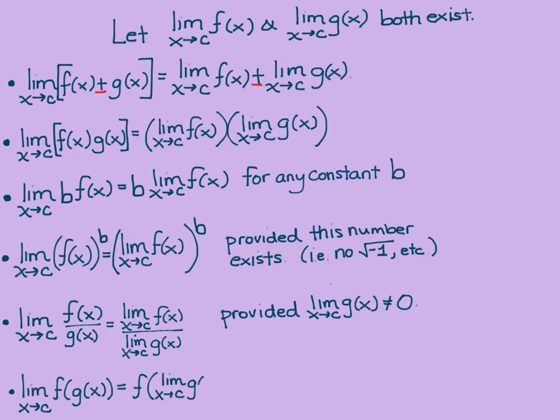Finally, we have the composition law. It says the limit as x goes to c of f of g of x equals f of the limit as x goes to c of g of x. Once again, we have a stipulation provided that the limit as x goes to c of g of x is in the domain of f of x. In other words, we're not plugging something into f that is not defined.